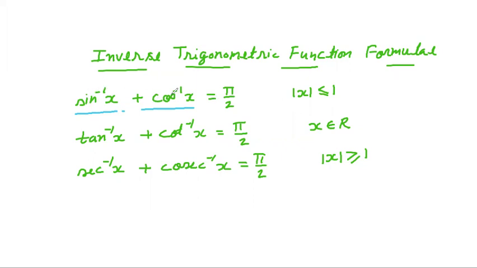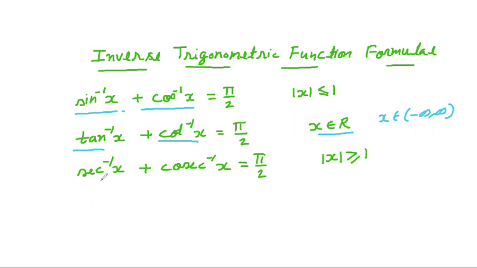Sine inverse and cos inverse, they are the co-functions of each other. Tan function, tangent and cotangent. You see tan inverse x plus cot inverse x equal to again pi by 2. And tan inverse x and cot inverse x both have the same domain, that x belongs to all real numbers. Means you can say that here x belongs to minus infinity to plus infinity.